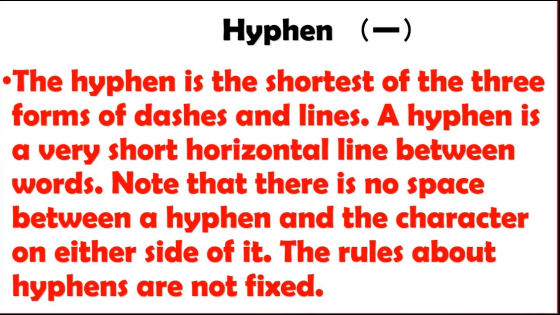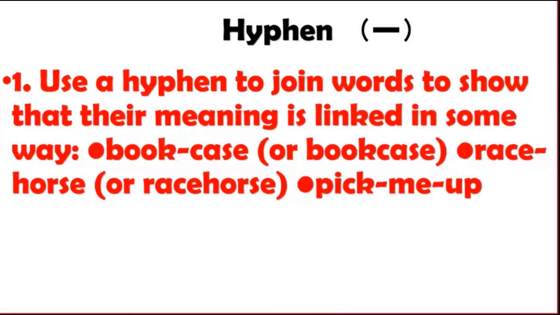There are no rules fixed about hyphens, but some of the general rules are there. Let us discuss. We use a hyphen to join words to show that their meaning is linked in some way. Means, for example, bookcase means a case in which book should be put. So bookcase. So we can use that. Race-horse, a horse that is used in race. So race-horse. Then pick-me-up. So all the three words give a meaning. They are related to each other. So we can use hyphen for that.